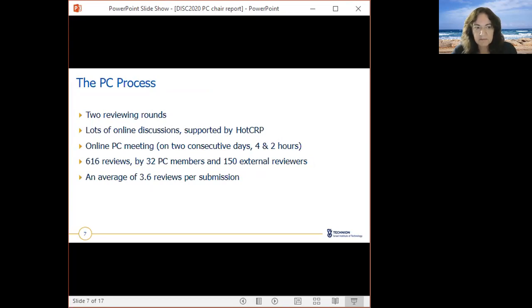To describe the PC process a little bit, we had two reviewing rounds, where in the second round we collected more information on some of the submissions, usually due to conflicting opinions, low confidence, or missing reviews. About 45% of the submissions got additional reviews at this point. Some papers were accepted without additional reviews. After many online discussions, some of them dedicated to comparing related submissions, we held two online meetings using Zoom. All in all, we collected 616 reviews. These were done by the 32 PC members and about 150 external reviewers. This means we had about 3.6 reviews per submission.